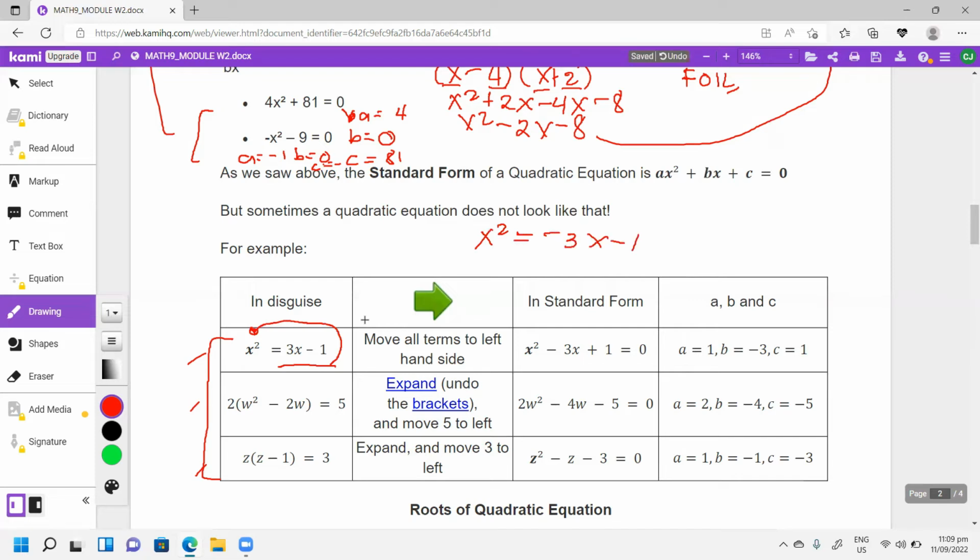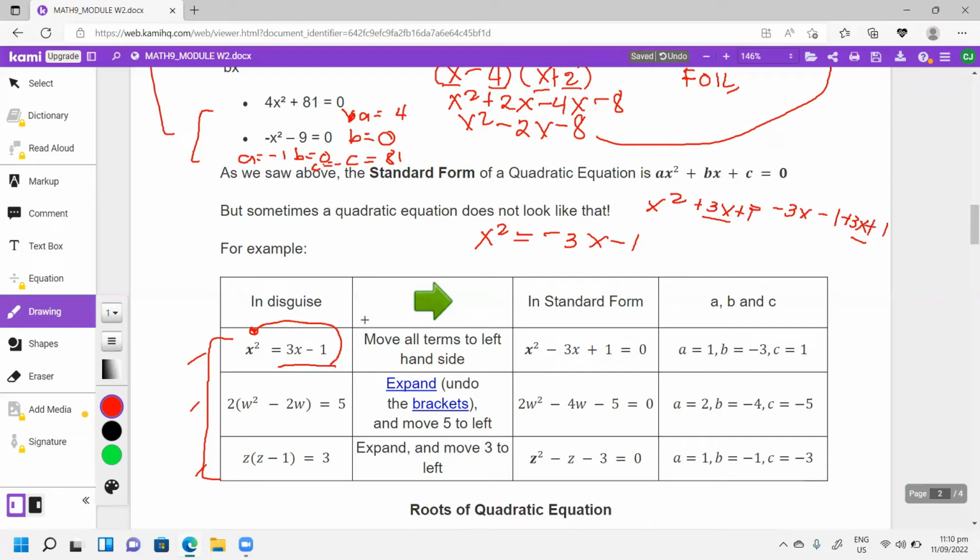If we try to move this one to the left side, we will add the additive inverse on both sides. Let us copy first: x squared is equal to negative 3x minus 1. What is the additive inverse, or the opposite, of negative 3x? It is positive 3x. Then negative 1, if you transpose it to the left side, the additive inverse of negative 1 is positive 1. Since we add positive 1 here, we will also add positive 1 here.